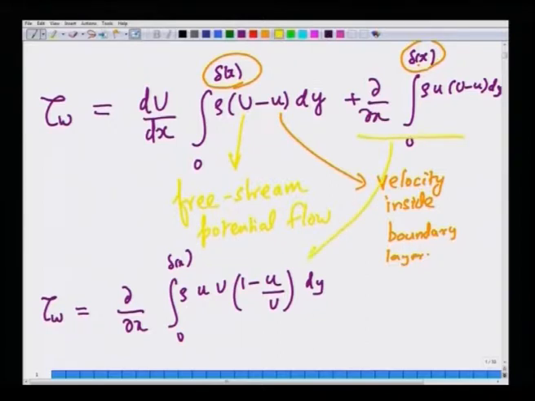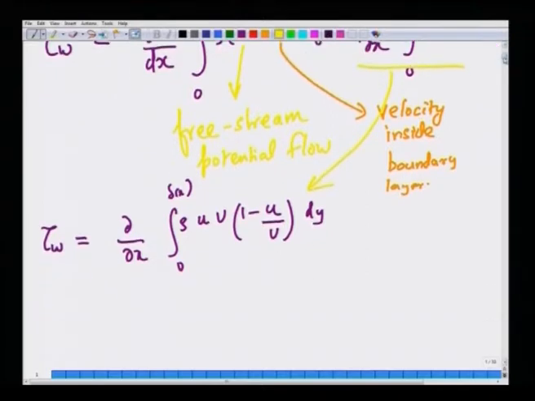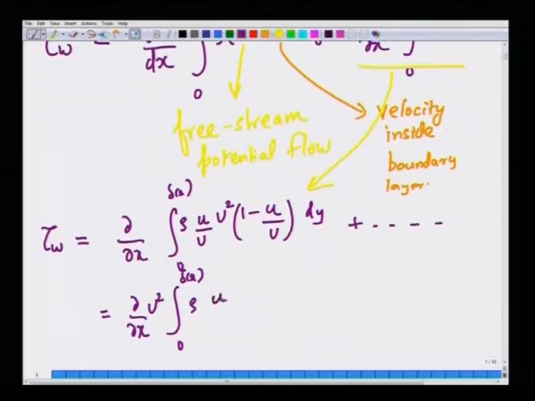So, let me first focus on the second term. Let me simplify this further, and then plus the other term, which we will come to in a minute. If you simplify this further, I can write this as delta x. Now, I can divide and multiply it by u, which will give you this format, and I can pull this u outside the integral, because the integral is merely a function of y. So, this becomes rho u by u times 1 minus u by u dy. This is the second term, which further simplifies here.